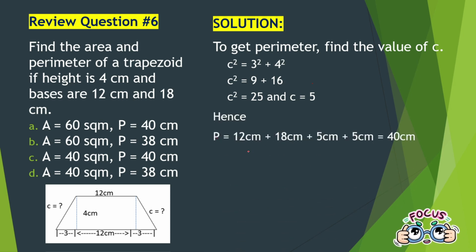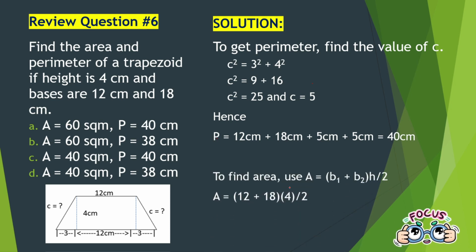Therefore, the perimeter of this trapezoid will be 12 plus 18 plus 5 plus 5, which is 40. There are 4 sides na. So, you will get 40. So, the answer will fall under either A or C. So, alin dyan yung tamang area? Is it 60 or 40?